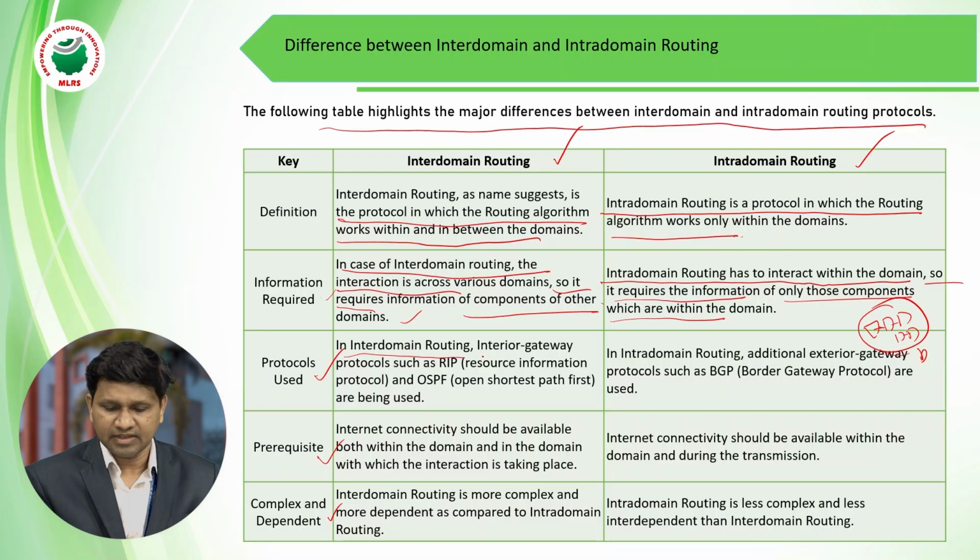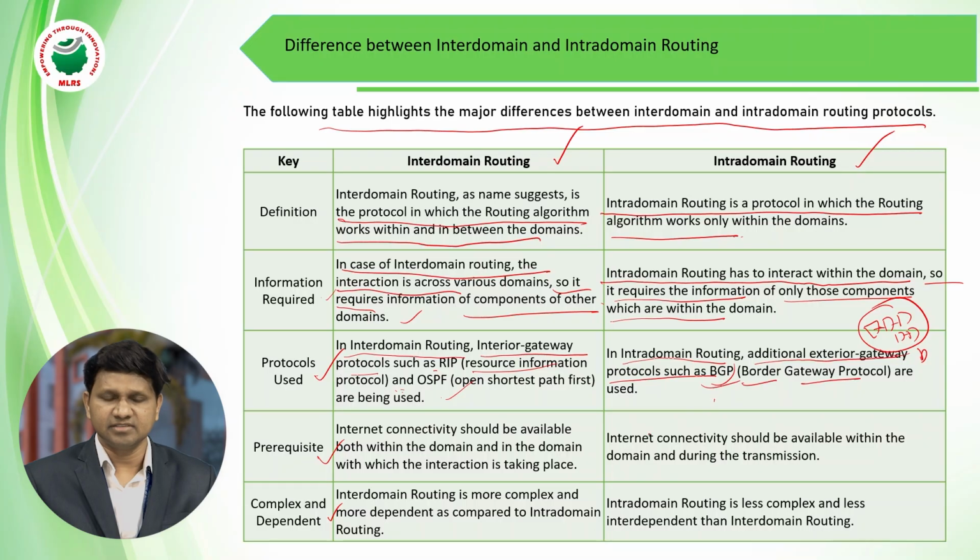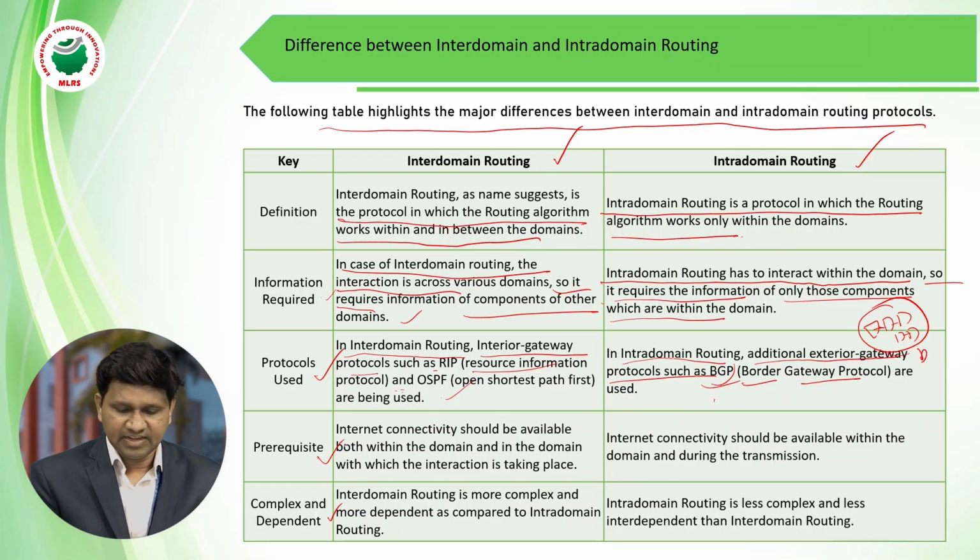Now, protocols used. Interior gateway protocols such as RIP, Routing Information Protocol, and OSPF, Open Shortest Path First, are used in intra-domain routing. In inter-domain routing, exterior gateway protocols such as BGP, Border Gateway Protocol, are used. Now, prerequisites: internet connectivity should be available, the age-old story, both within the domain and in the domain with which the interaction is taking place.